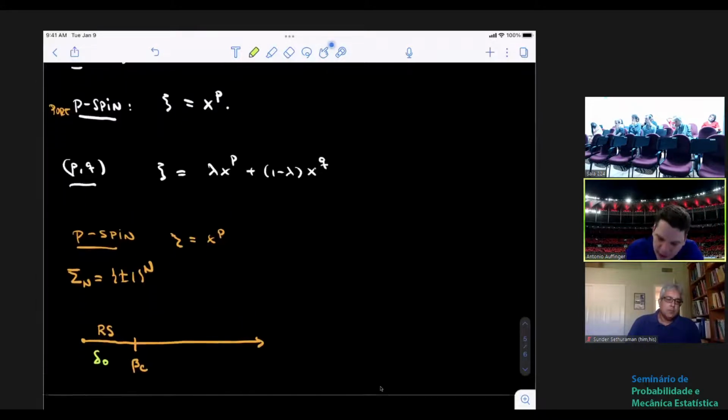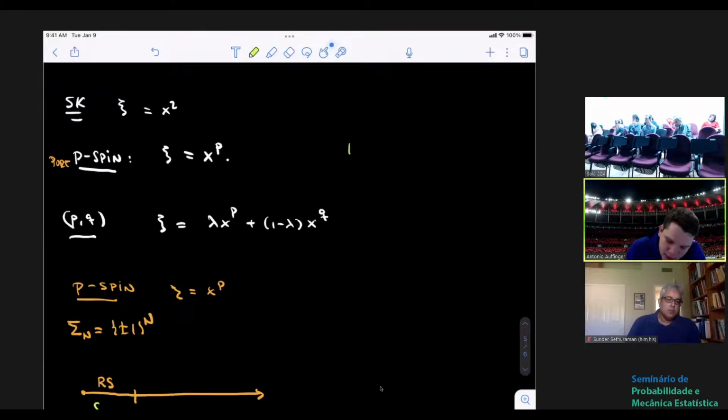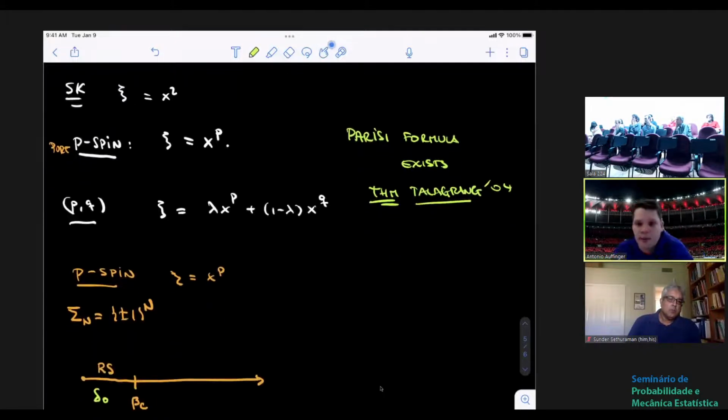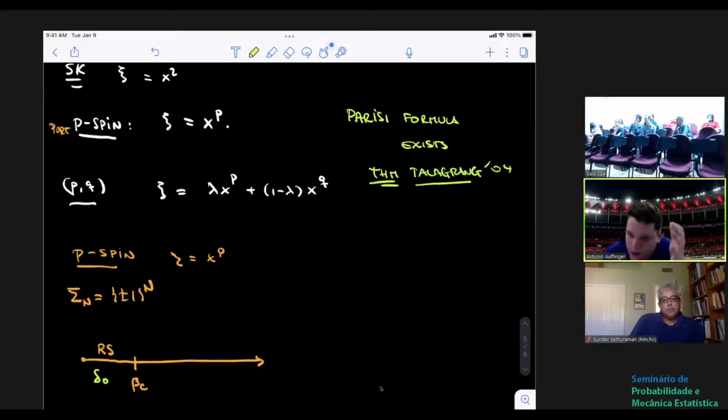I should have said the Parisi formula exists for all these models. It exists, and I forgot to mention this is actually a theorem due to Talagrand back in 2004. So the variational problem that I described above is a theorem. It's something that we know. It's not only a prediction.